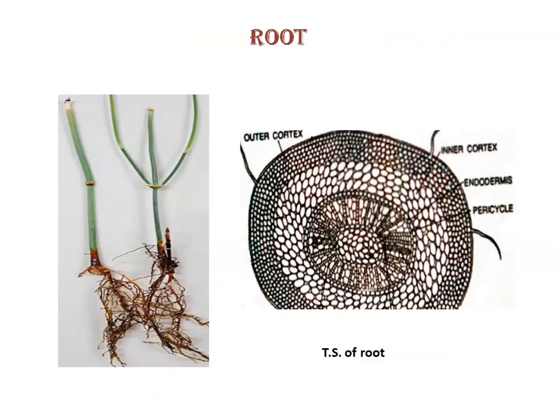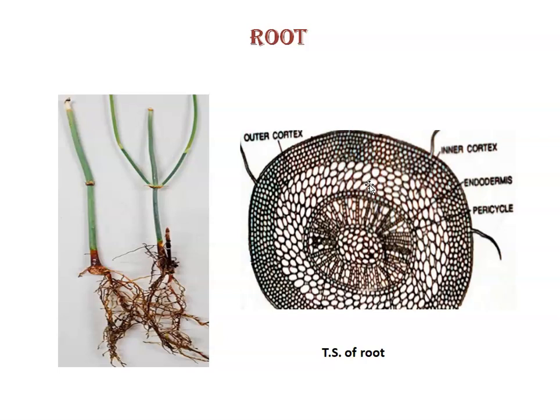Next is root. Root of Ephedra shows typical root structure in morphology. You can see here, these are the roots of Ephedra. It shows typical root structure in morphology as well as in anatomy. The outermost layer, this is transverse section of root. Outermost layer is epidermis, and which is followed by a well-developed cortex. And the cortex, you can see here, is differentiated into two regions, a compact outer region made up of thick walled cells, and the inner region composed of loosely arranged, thin walled cells.